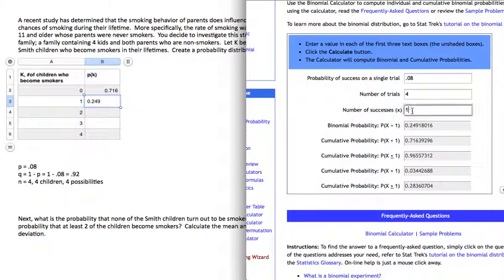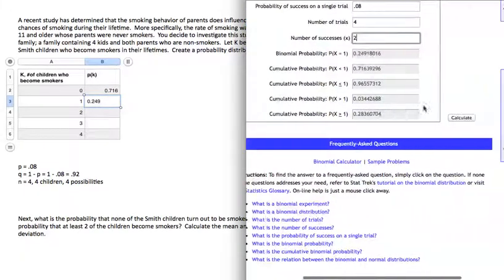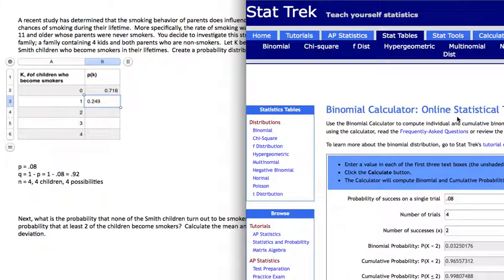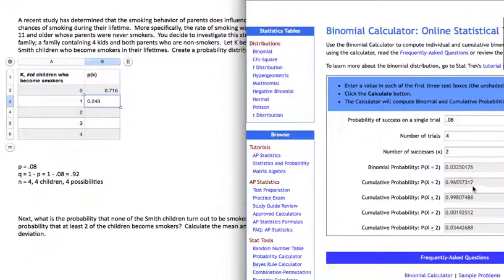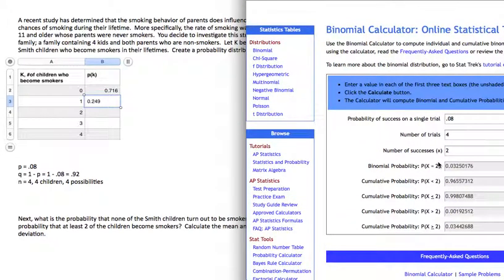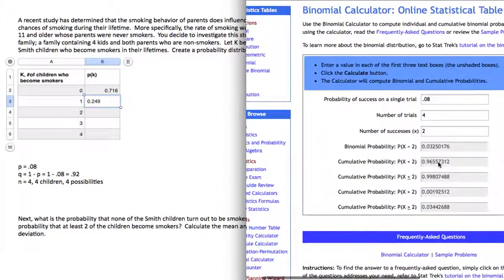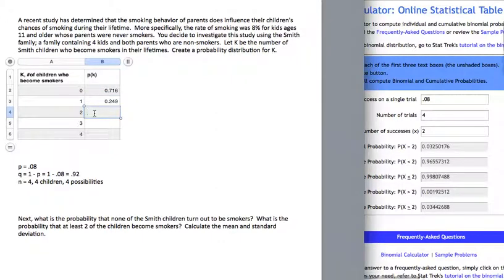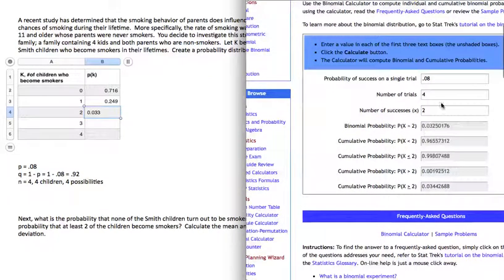And I'm just going to repeat this. If you have Minitab, we know, as we saw in class, that you can make a column of these values, and then ask Minitab to look for that column to calculate the different values. So now I plugged in 2 for exactly 2 children, 0.033. Now I'm going to do 3.